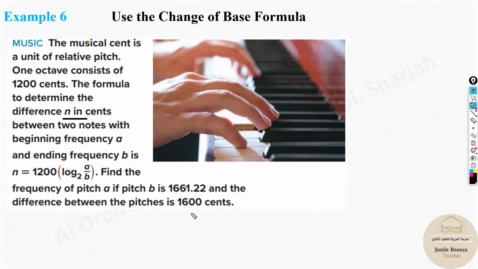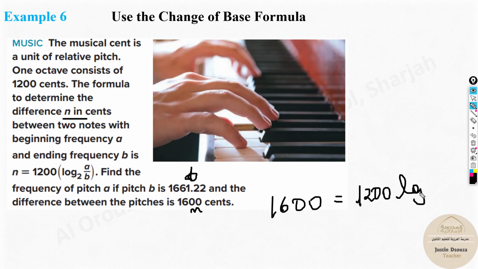N is also given. What is N? 1600 cents. So everything is given, guys. This is B, N. Substitute over here. N is 1600 equals 1200 log base 2. A is what? A is unknown. That is what we are finding.